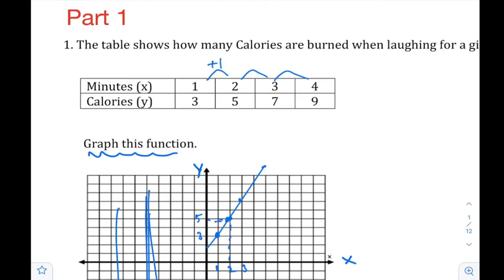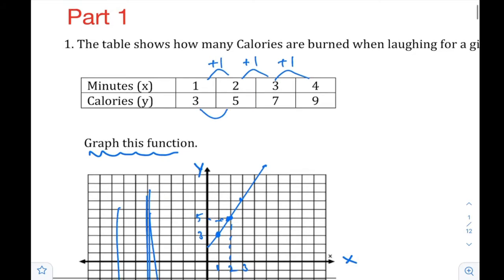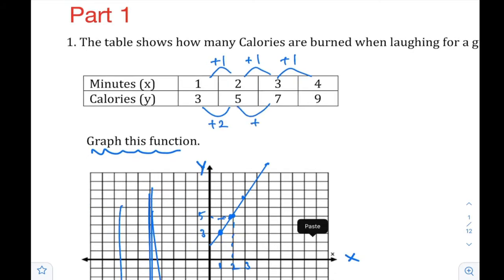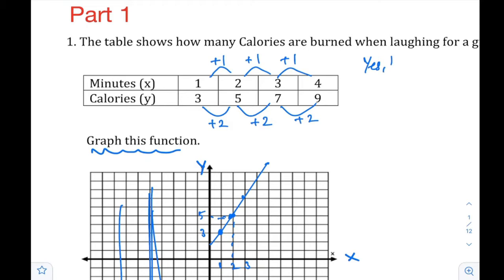see that 1 is added to 1 to get 2, then 2 plus 1 is 3, and 3 plus 1 is 4. So the difference here is constant. Here, 3 is added to 2 to get the 5, similarly to 7, similarly to 9. So we have here constant difference in x correspond to constant difference in y. Since this is the case, then yes, it's linear. It's linear relationship or linear function.